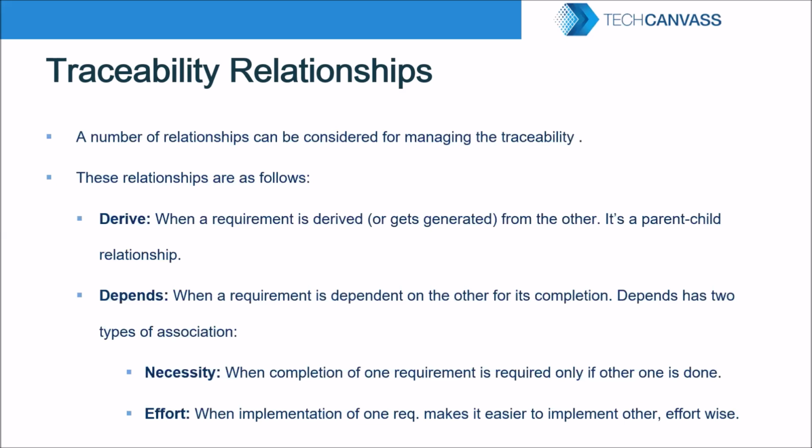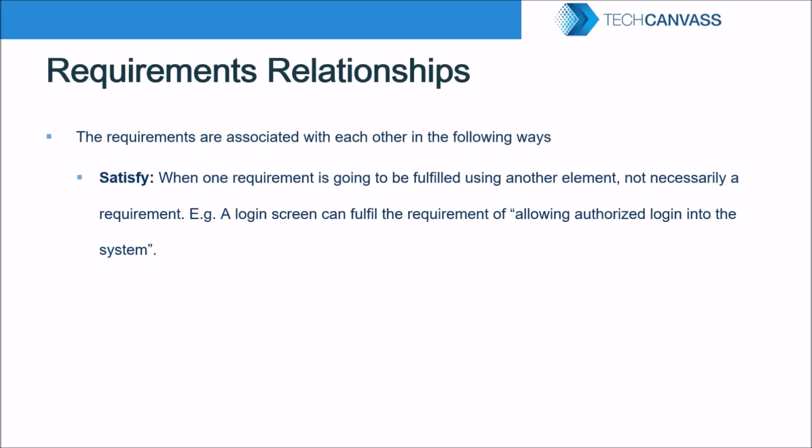So relationships could be of multiple types. Two of these are derive and depends. The other one is satisfy. Satisfaction is basically when one requirement is going to be fulfilled when the other requirement is also completed. However, the requirement because of which one requirement is getting fulfilled may not be a requirement of this system. When you say it may not be a requirement, it does not mean that it's not a requirement. It means that it may be out of the scope of this system.